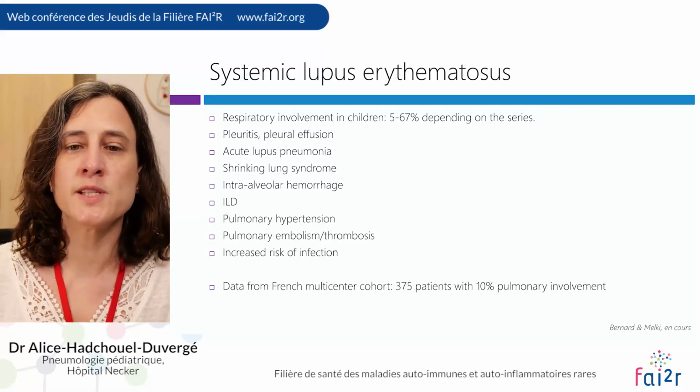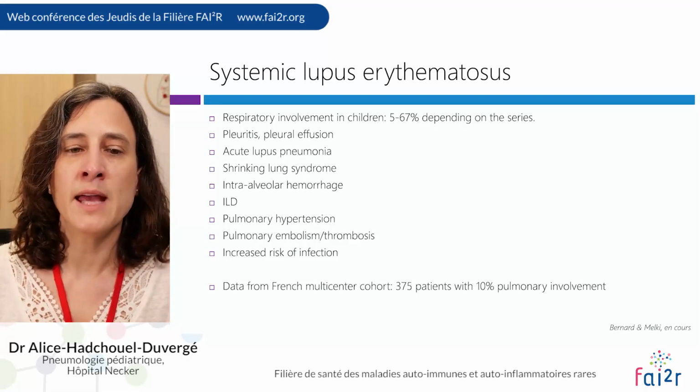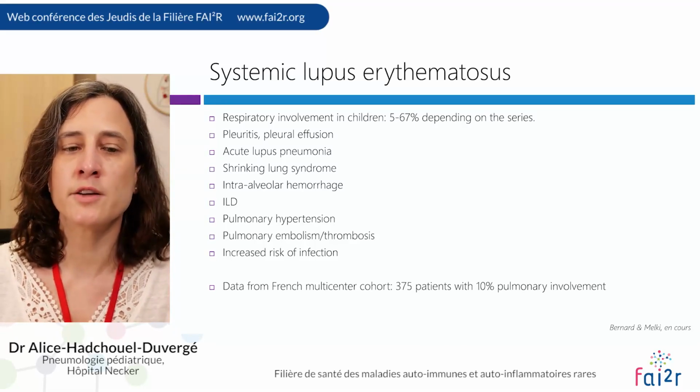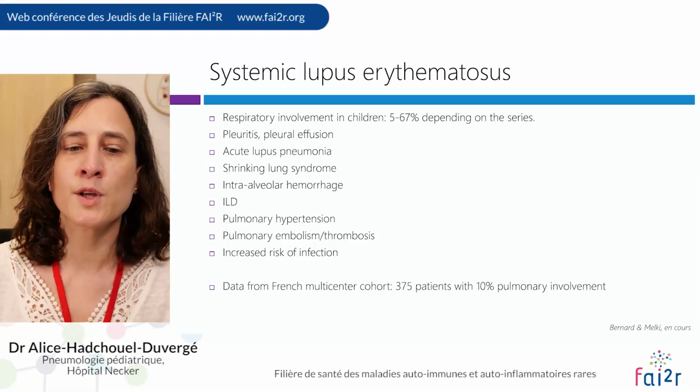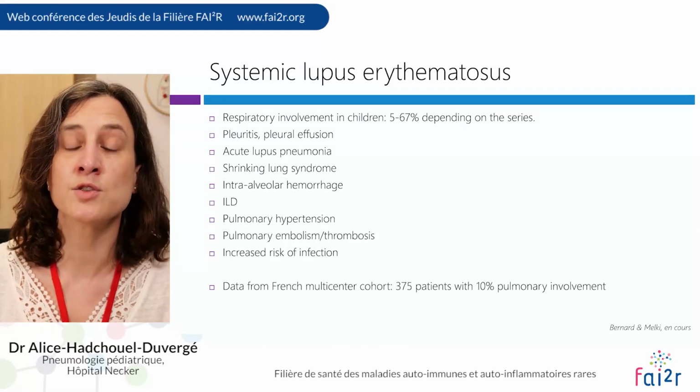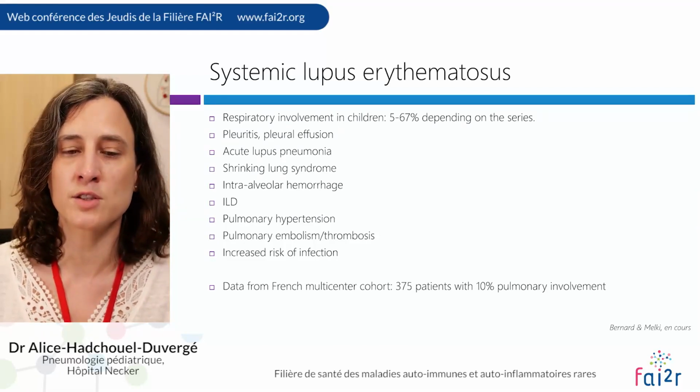Regarding systemic lupus erythematosus, the respiratory involvement in children is highly variable depending on the series, from 5 to 67%. The lung involvement may be pleuritis and pleural effusion, acute lupus pneumonia, shrinking lung syndrome, intra-alveolar hemorrhage, interstitial lung disease, pulmonary hypertension, pulmonary embolism, and there is also an increased risk of infection.